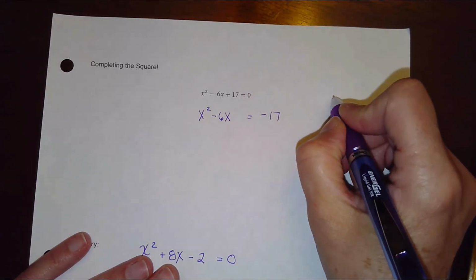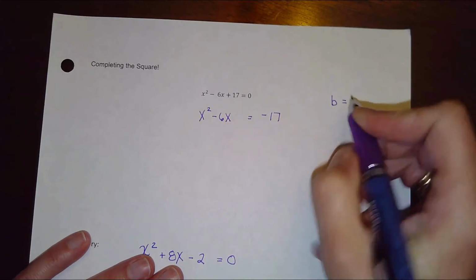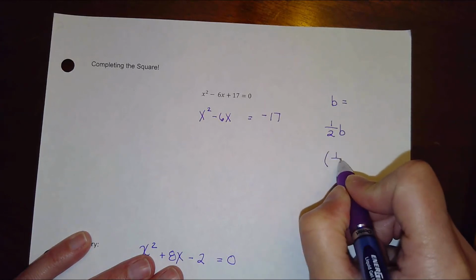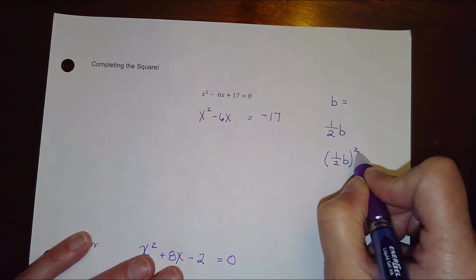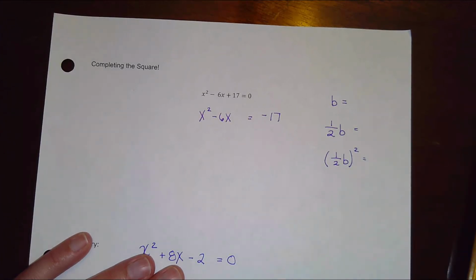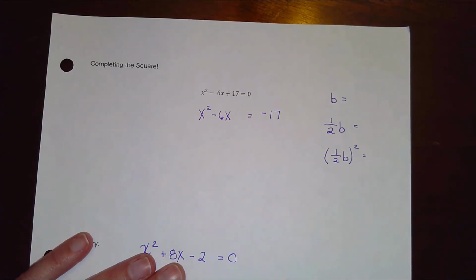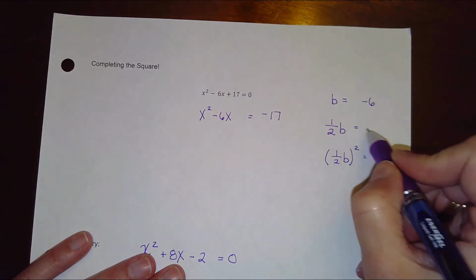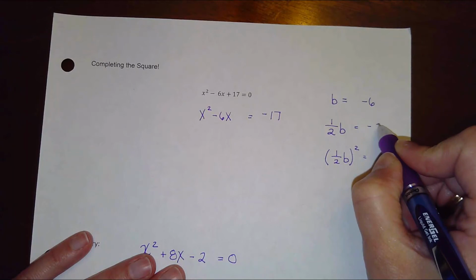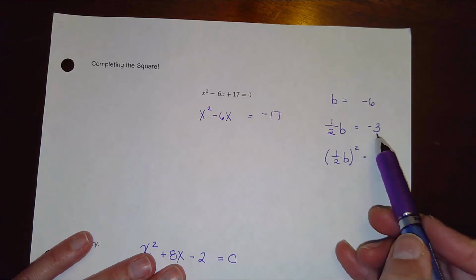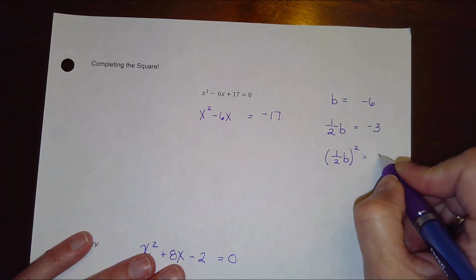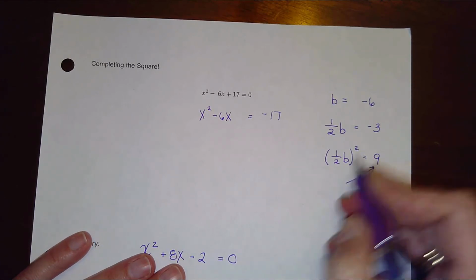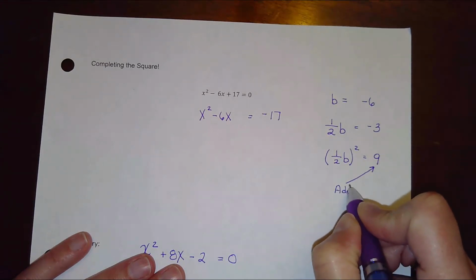Now over here, we're going to identify what b is, we're going to identify what half of b is, and we're going to identify what half of b squared is. These are 3 pieces that we need to be able to use. So b is -6. If I take half of b, that's -3. And then if I square -3, that gives me 9. So this is the value you add to both sides of the equation.